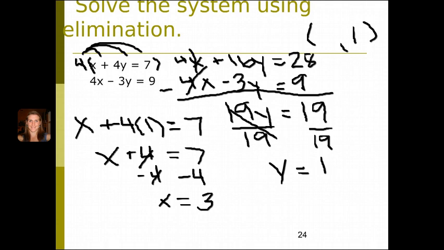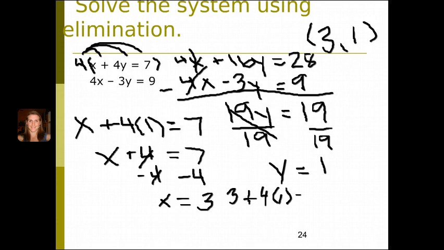Now we can check to make sure that this works in both equations. So to check it, we would plug in 3 for x plus 4 times 1, and that should give us 7. 4 times 1 is 4, plus 3 equals 7, which checks out.